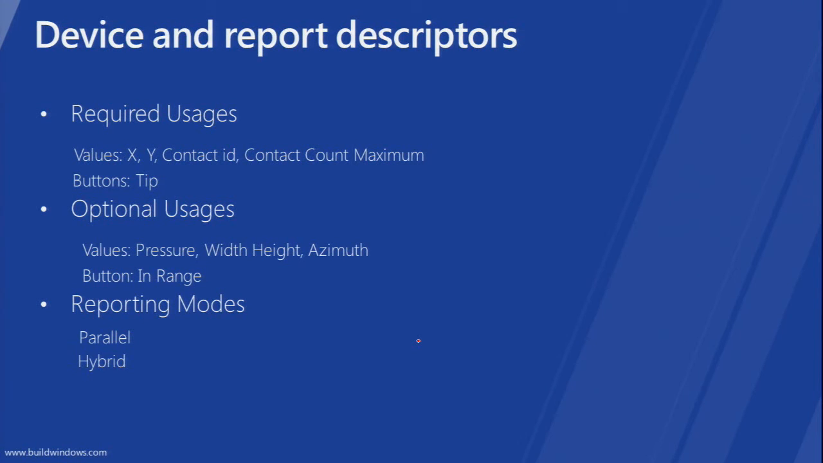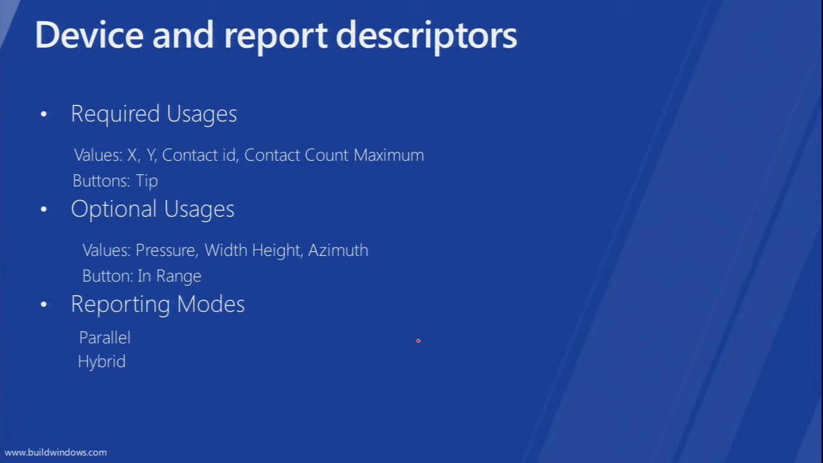So we have required usages for all touch devices. The required usages must be supported by every touch device that's going to work with Windows. These usages include X and Y for the position of the finger, and the contact ID. The contact ID is the identifier we use to identify one contact. So if a finger goes down, from the time the finger goes down till it goes up, the contact ID needs to remain the same. If you have multiple fingers on the screen, we can identify them using this contact ID.